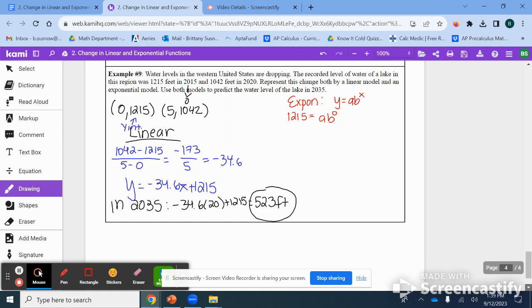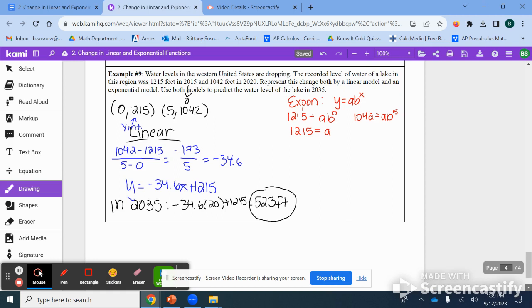What's B to the 0 power? 1. Now that was lucky. It's because I chose 0. I think on your homework it's similar where you want to choose 0 for your X value. And then we do still need to find B though. We're not done. So let's see. When we write our second equation, 1042 equals AB to the 5th. Well, that's nice. We actually already have A.